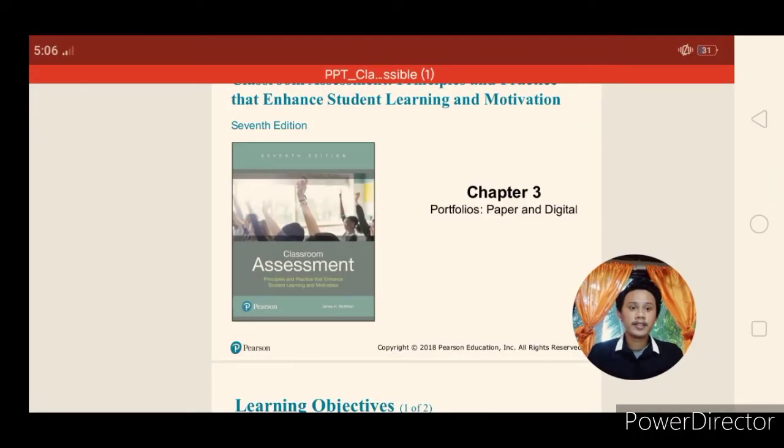So now let's proceed to the next topic, which talks about portfolios. But before anything else, I just want to share my background knowledge about portfolio. These are somehow the collections of academic works of the students, or these are the best works of students being compiled together.